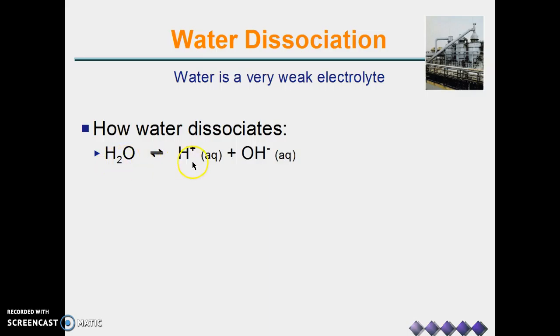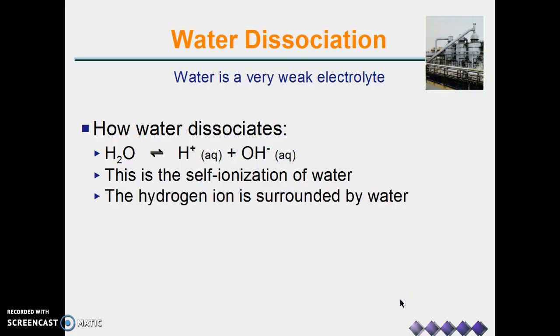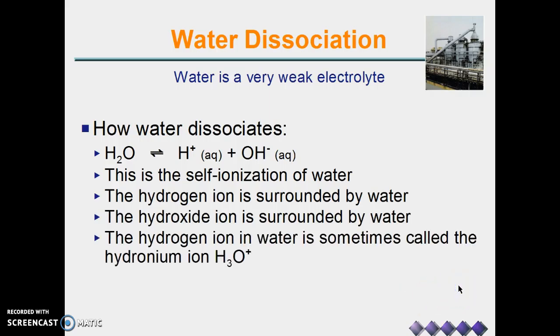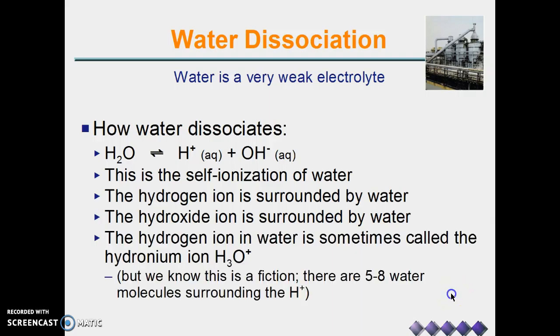The H2O breaks up into hydrogen ions that are in water solution and hydroxide ions. But that's not exactly accurate. We call it the self-ionization of water, so that the hydrogen ion is surrounded by water and the hydroxide ion is surrounded by water. The hydrogen ion in water is sometimes called the hydronium ion, H3O+. But we know from research that this is a fiction. There are always 5 to 8 water molecules surrounding any hydrogen ion.